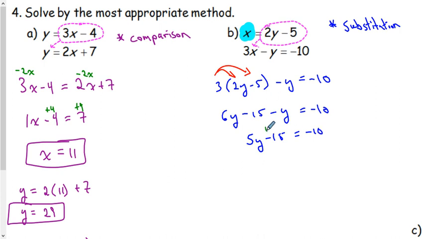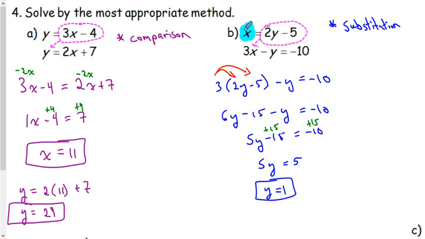Let's add 15 to both sides to get rid of that minus 15. So I got 5y equals negative 10 plus 15, which is 5. Divide both sides by 5, and I get y equals 1. So I'm halfway there. Now, which equation do I substitute into?